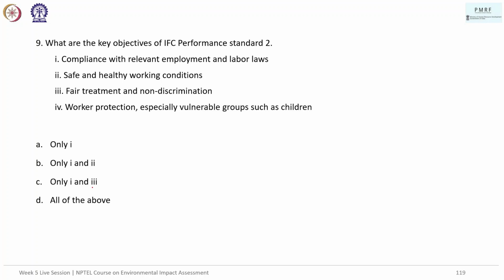What are the key objectives of IFC Performance Standard 2? So, if you remember, it is actually related to labor, right? So, compliance with relevant employment and labor laws, safe and healthy working conditions, fair treatment and non-discrimination, and worker protection, especially vulnerable groups such as children. So, is it just one and two, one and three, or all of the above?